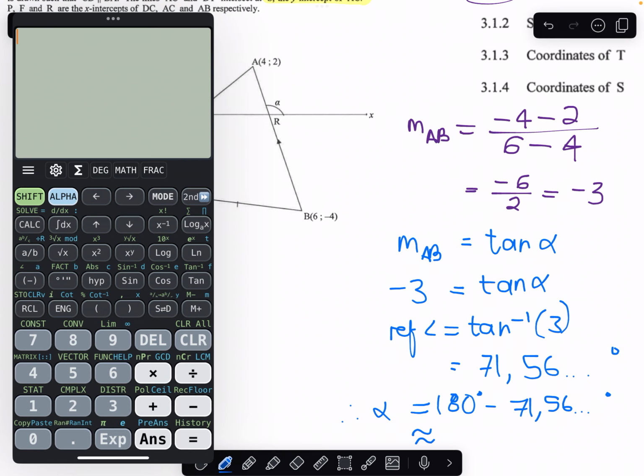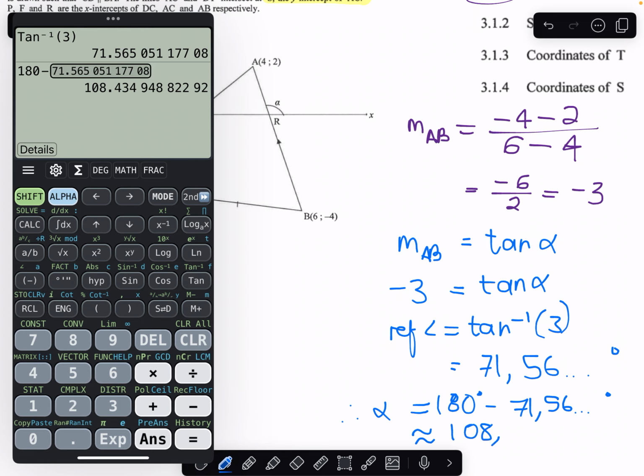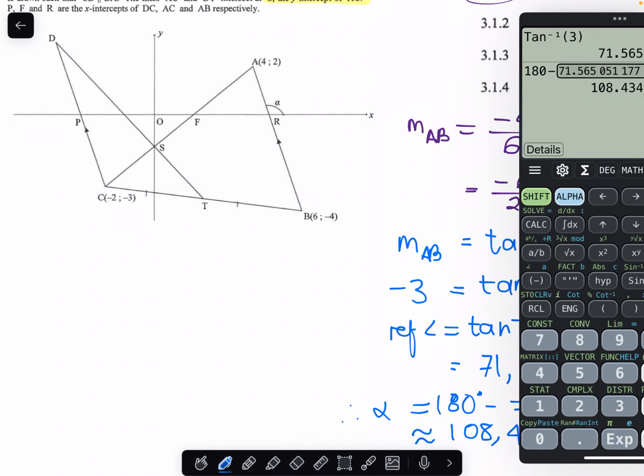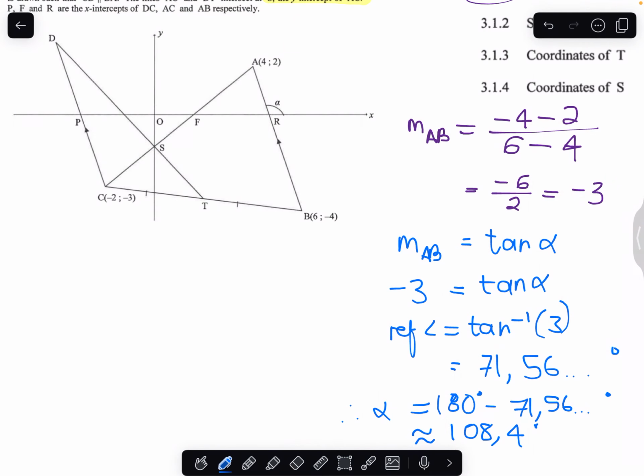Oh my gosh, let's try it again. Right, you got it now. So that is about 108.4 degrees to 1 decimal place. Okay, right, so that's the size of alpha.